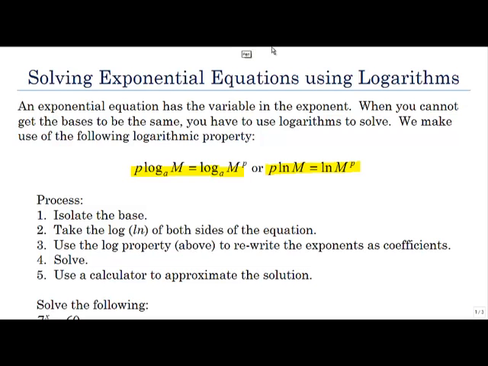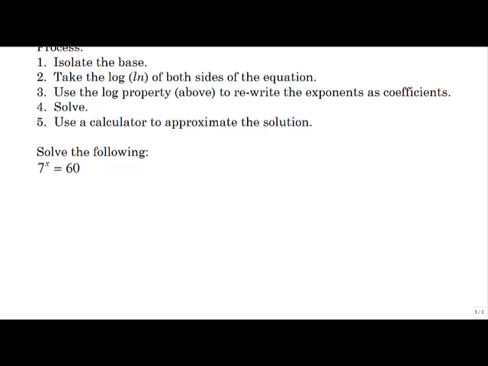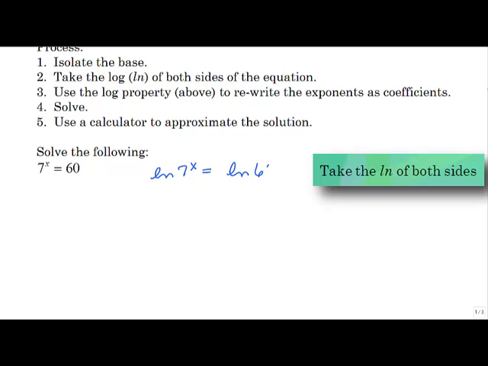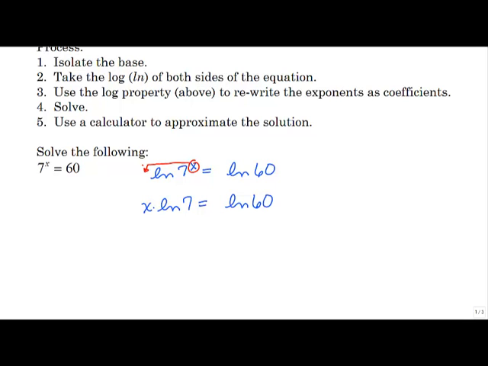The process is given. You must isolate the base first or you will not get the correct answer. In this first problem, the base of 7 is already isolated. I now need to take the natural log of both sides. I will now use the log property to bring down the exponent and make it a coefficient. X is now being multiplied by the natural log of 7. In order to solve, I need to divide both sides by the natural log of 7.